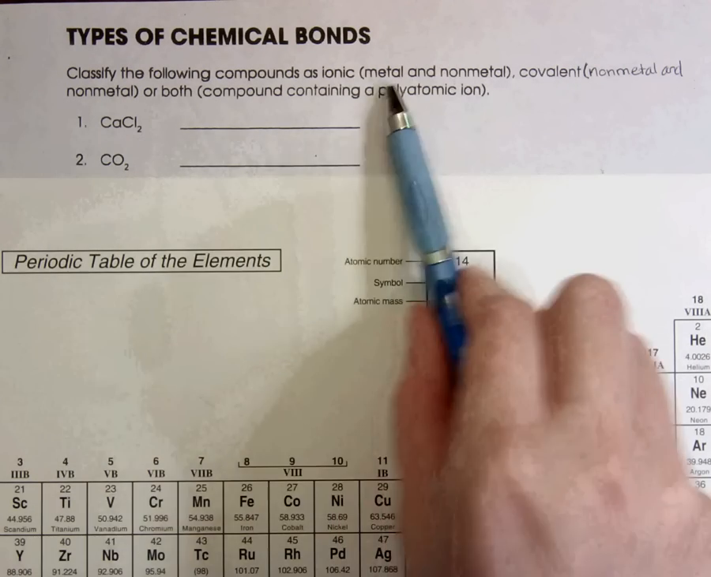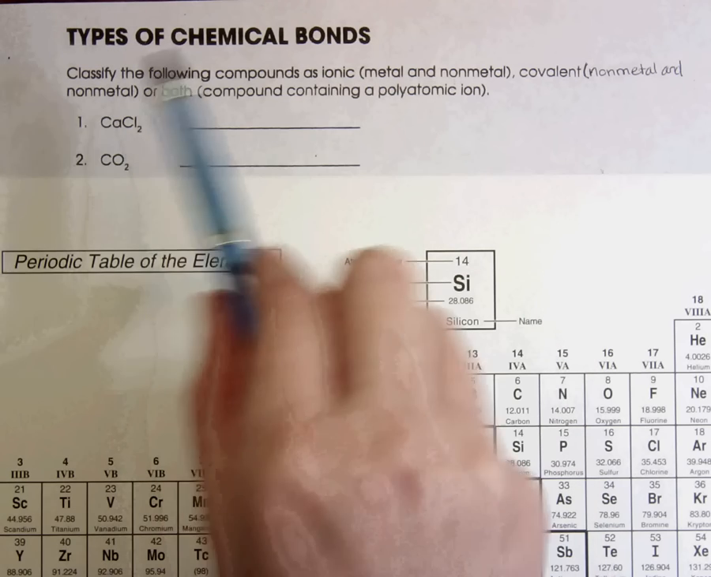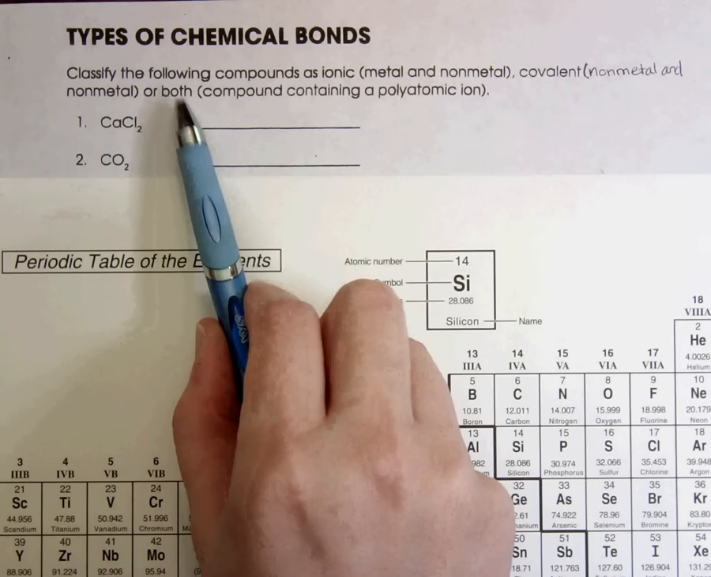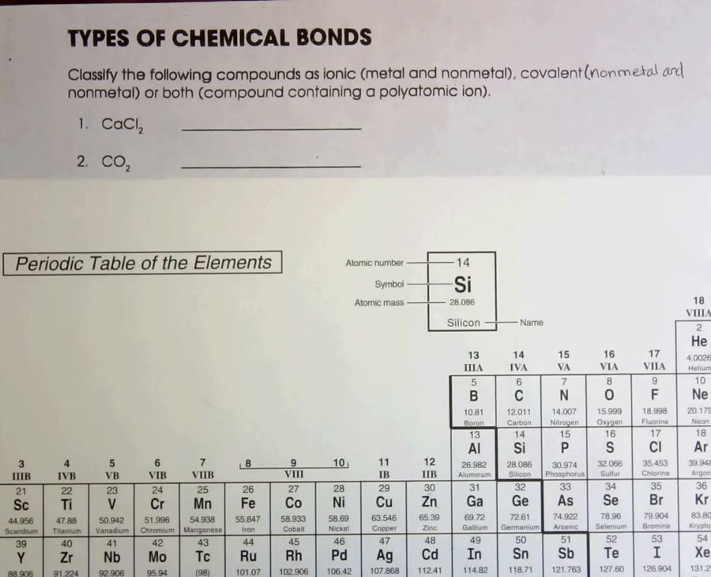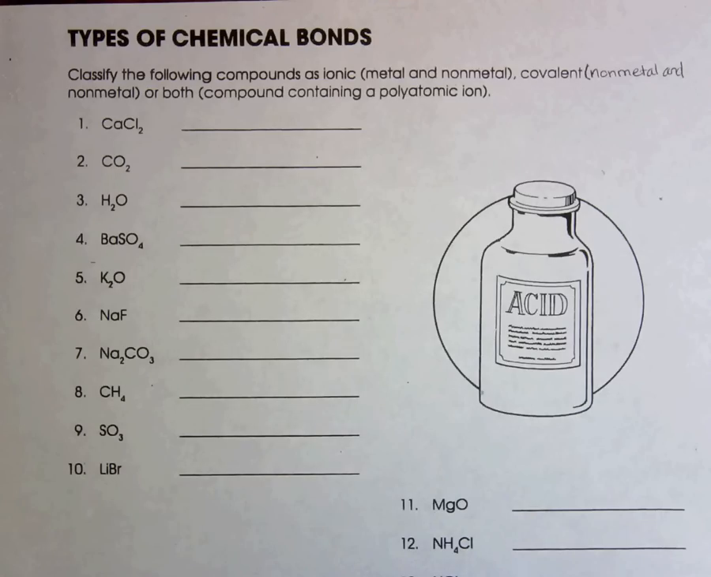Okay, look for metal and nonmetal for ionic, nonmetal and nonmetal for covalent, or 3 or more elements to know if it is both ionic and covalent. If you still have any questions, please feel free to ask.